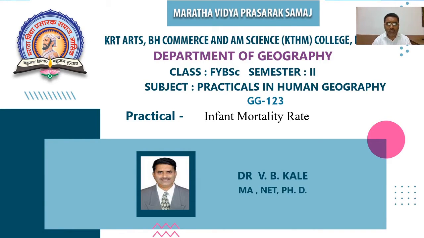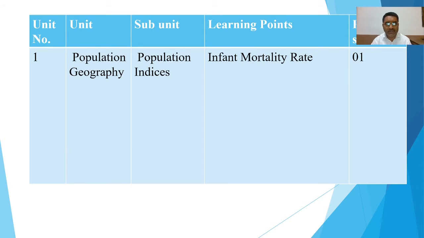Today we are going to start the practicals in human geography. As we know, there are various population indices which are used for practical purposes, and today we have to see one index out of these, that is the infant mortality rate. So let us see what exactly infant mortality rate means and how it is calculated. This is one practical for you, which is part of population indices.